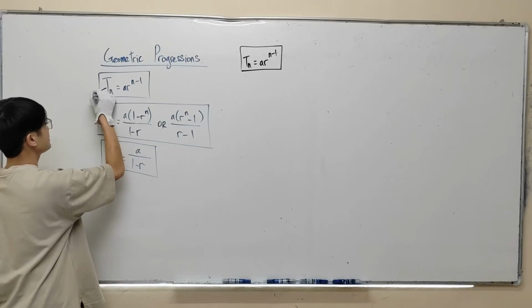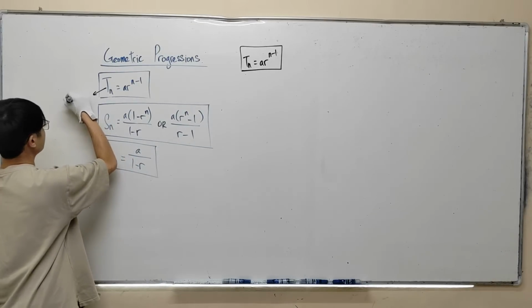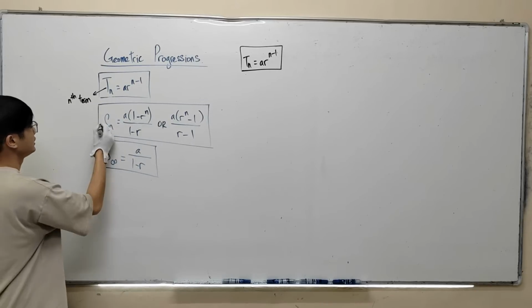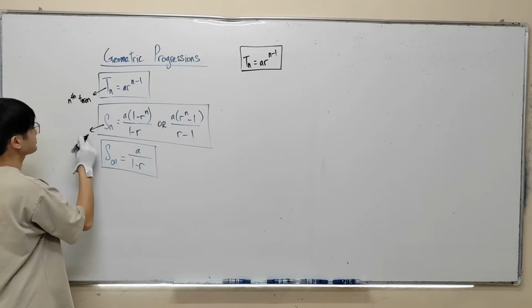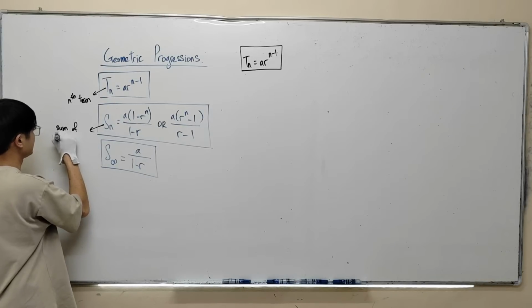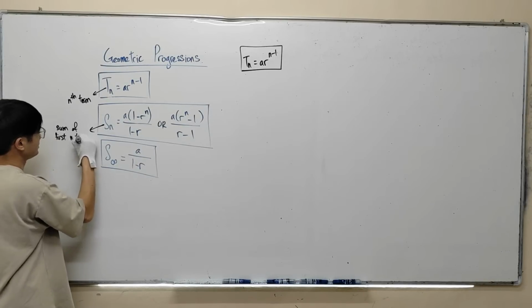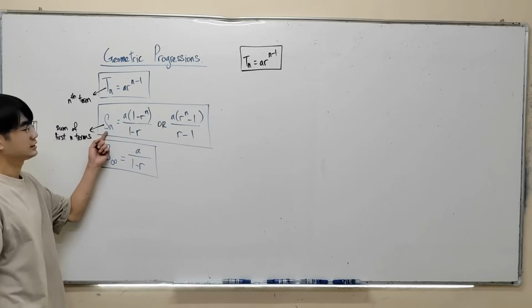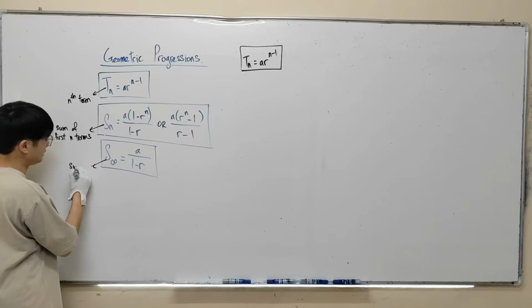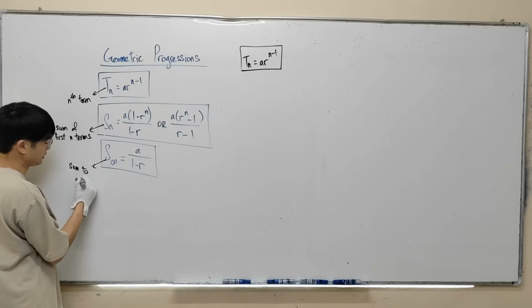Okay, this Tn stands for when you are finding the nth term. This formula is to find the nth term, right? This formula is to find the sum of first n terms. Sn is for you to find the sum of first n terms, and this one is the sum to infinity.